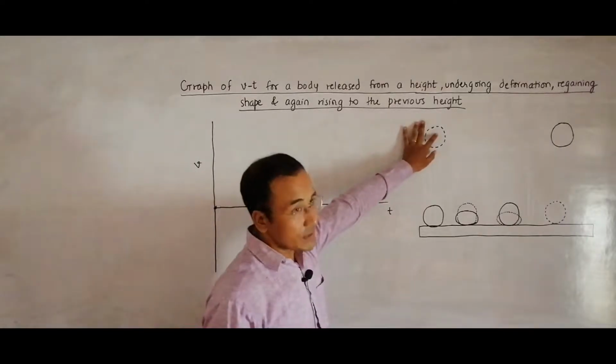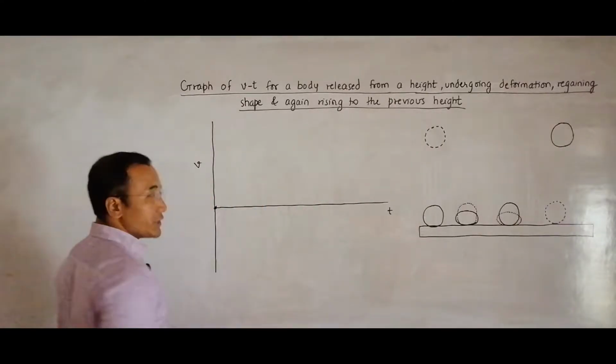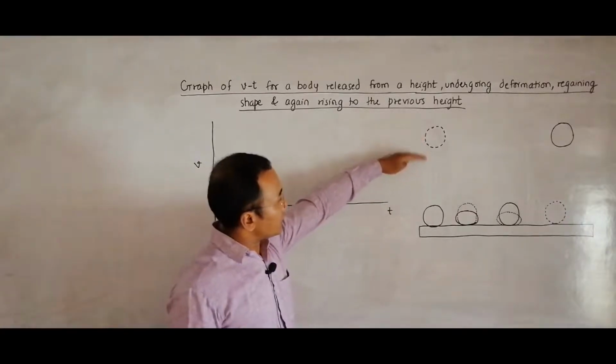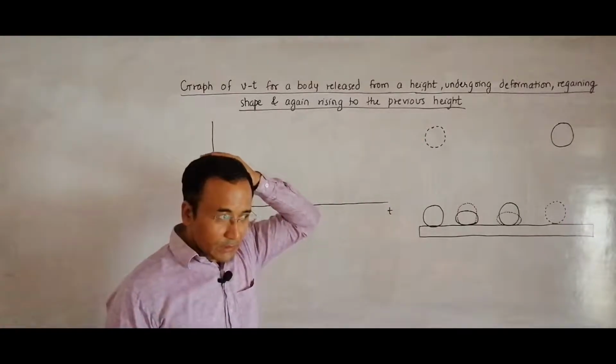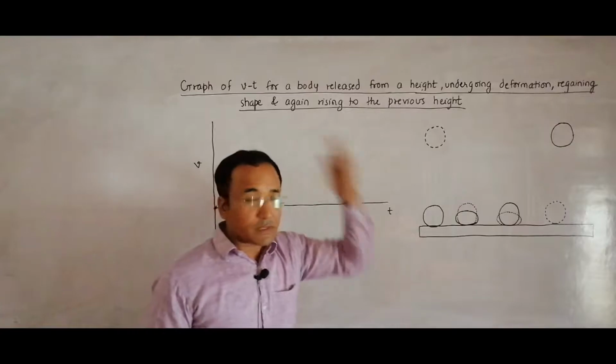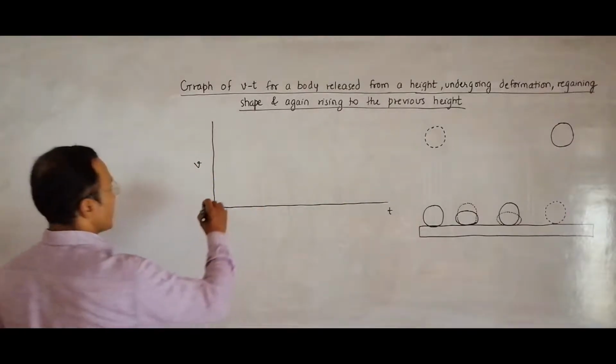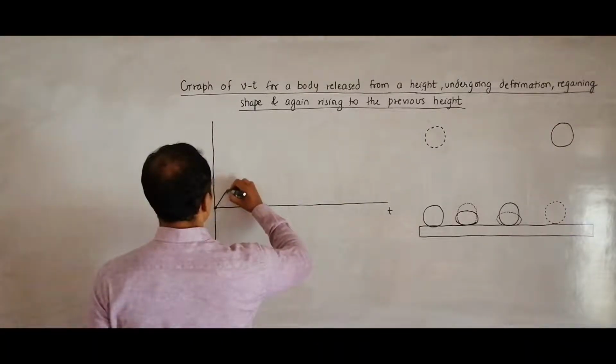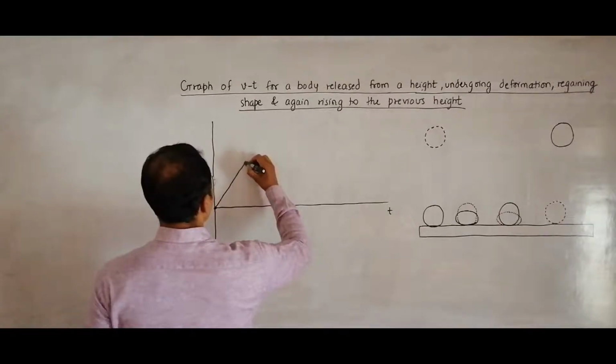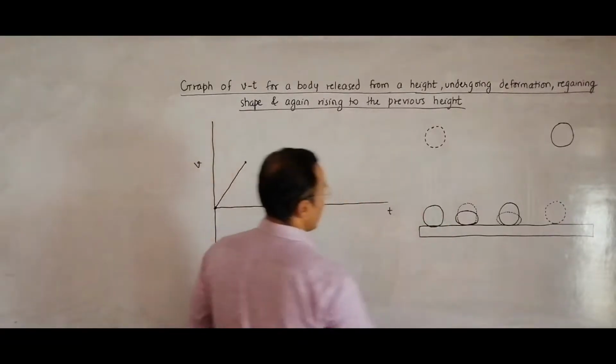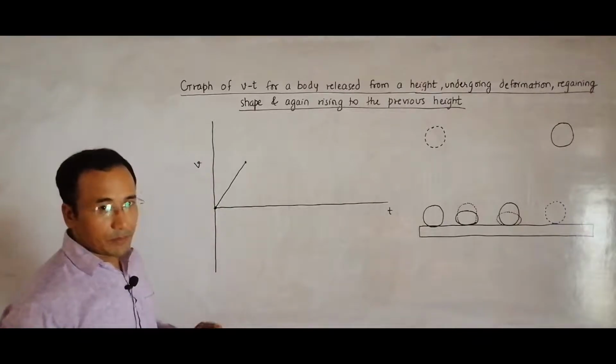At that time it is at rest, so that means velocity is equal to 0. Then it falls under gravity, which means that the acceleration is uniform. So if that happens, then the graph of v-t should be somewhat like this, a straight line through the origin. It rises to a certain velocity like this. So here, when it is about to touch, the velocity is maximum.